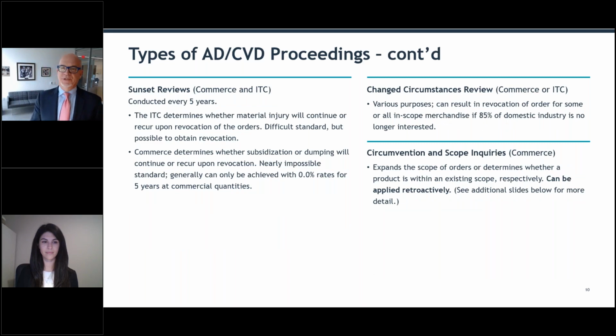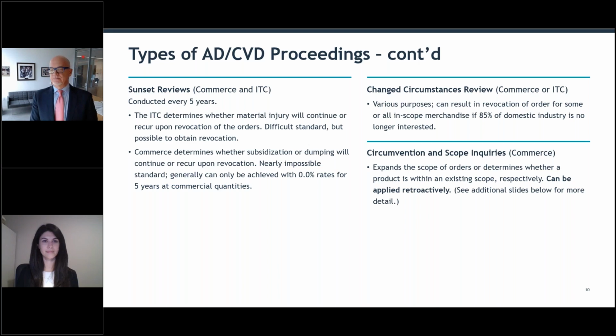Other kinds of proceedings that happen under our law include a sunset review. This is a provision that entered in once the members of the WTO agreed to the new anti-dumping and countervailing duty agreements, where every country is supposed to do this. Every 5 years, they're supposed to reconsider whether or not the orders are really necessary, should they stay in place or not.